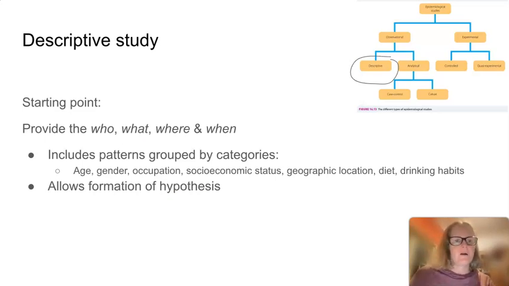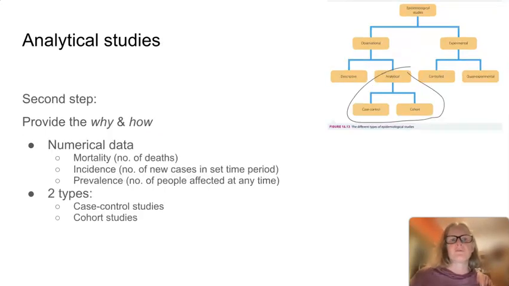So the next step after a descriptive study would be to do an analytical study, because this now collects the why and the how. So if it's analytical, we're looking at numerical data. So the actual number of deaths, the number of new cases, the incidence, or the number of people affected at any time, the prevalence. And there are two types of analytical study: case control studies and cohort studies.